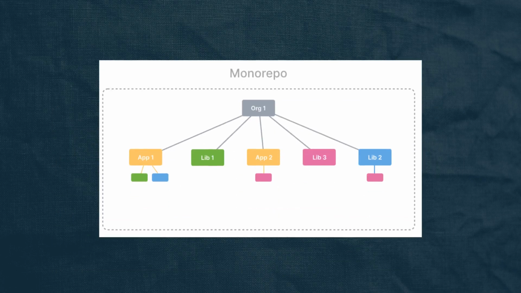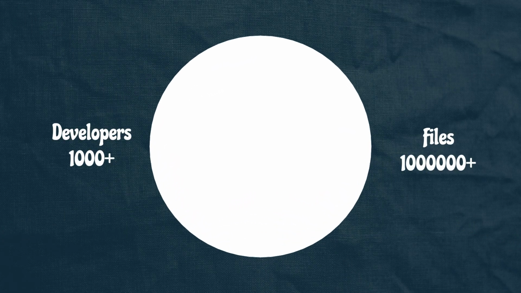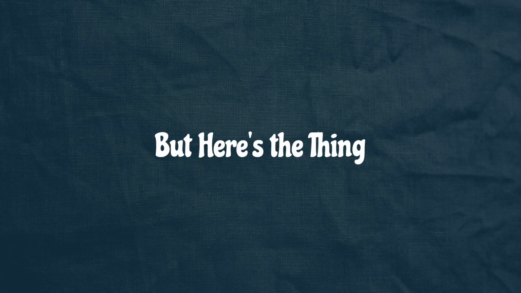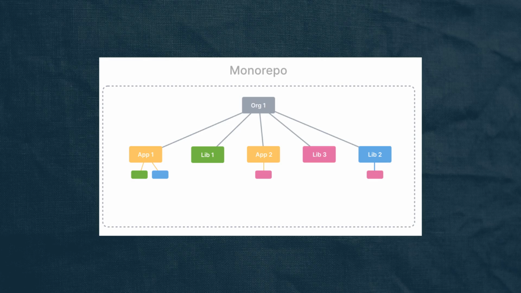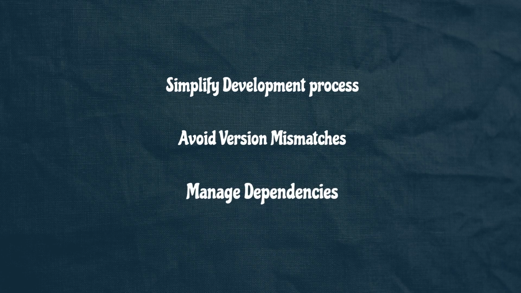Did you know that companies like Google and Meta manage their entire code base using a monorepo architecture? Thousands of developers, millions of files, all inside a single repository, making collaboration faster and safer at a massive scale. But here's the thing, you don't need to be Google to benefit from monorepo architecture. Today, with the right tools, even small and mid-sized teams can simplify the development process, avoid version mismatches, and manage dependencies like a pro.